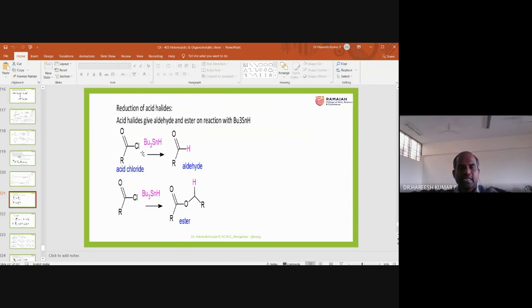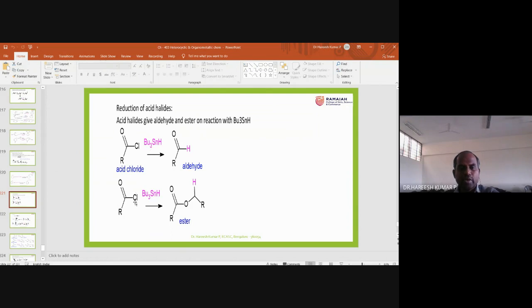So when it is treated with tributyl tin, here tributyl tin will act as a source of hydrogen. What it will do, it replaces Cl with hydrogen. So that means what is the product obtained? The product obtained is an aldehyde. That means it is possible to convert acid chloride into aldehyde with tributyl tin.